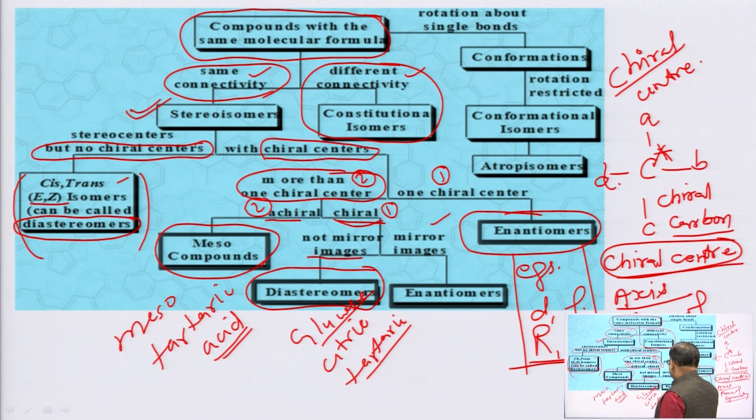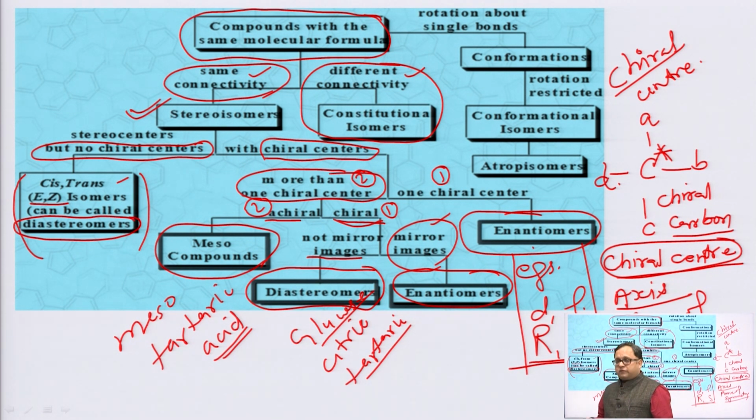If they are available with the mirror image, then this type of stereoisomers are called enantiomers. Now, what happens? We can see that stereoisomers are classified into diastereomers and meso compounds, enantiomers, and again diastereomers, depending on the presence or absence of the chiral center, or more than one chiral center, or one chiral center, whatever the case is.